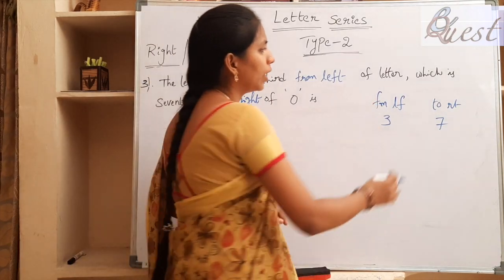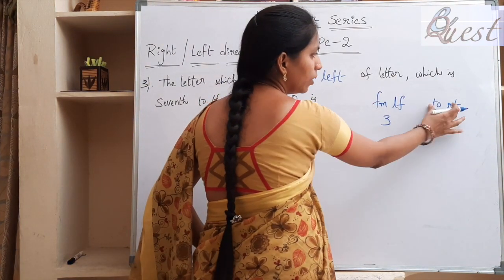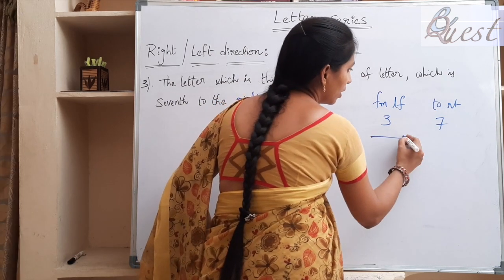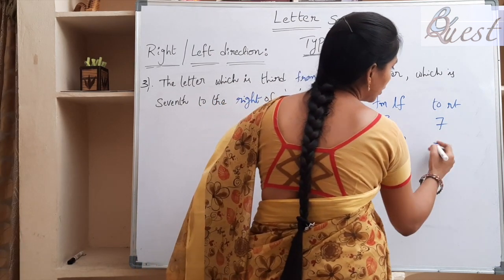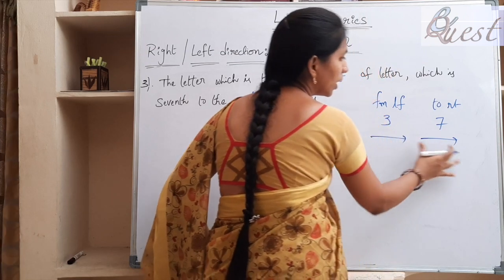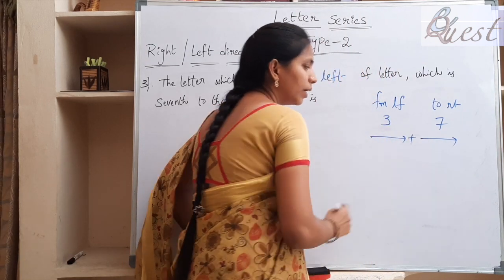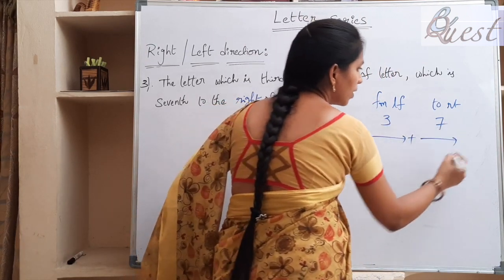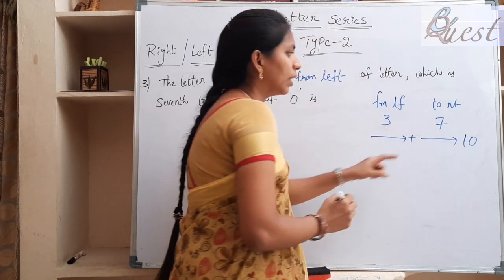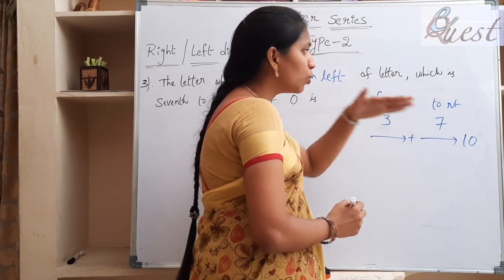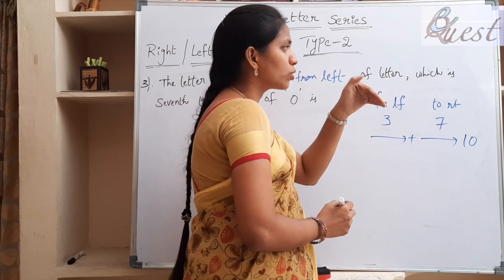See, from left and to right. From left 3, to right 7. From left in this direction and to right, same direction. Both are in same direction. So take addition. 3 plus 7 is 10. 10 is positive because to right, and from left is also to right.